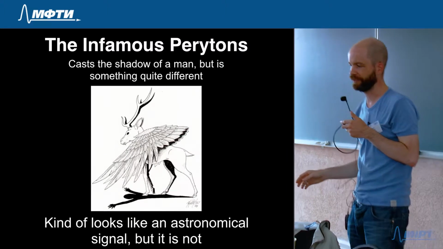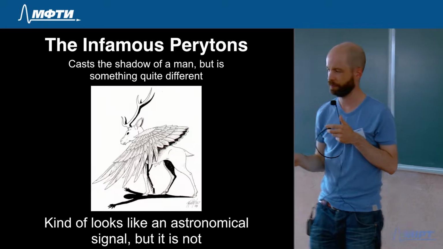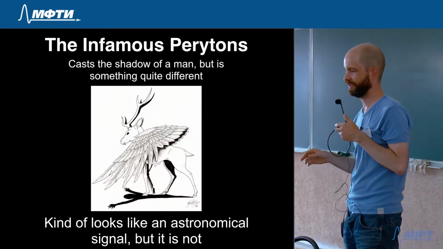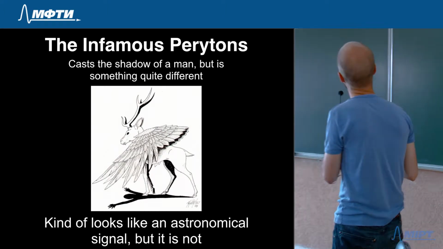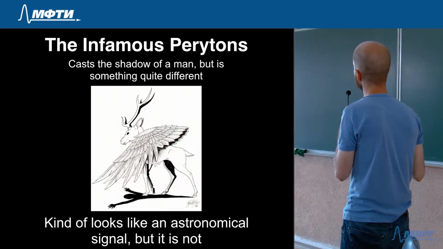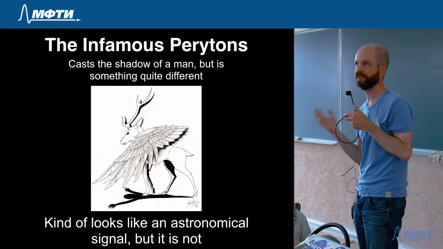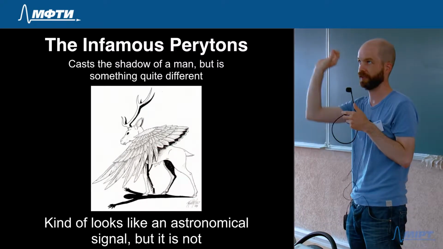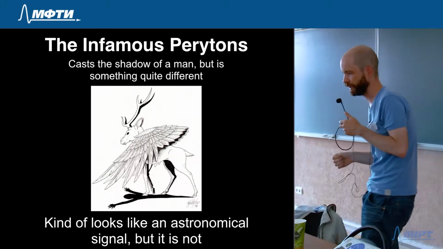So Sarah called these perytons. The idea is that this is some kind of mythological animal that casts the shadow of a man, but is actually something quite different. So these are signals that were obviously something quite different, but they certainly looked quite a lot like fast radio bursts. The only difference really was that fast radio bursts were really only seen in 1 pixel of the telescope, so they had to be coming from further away.